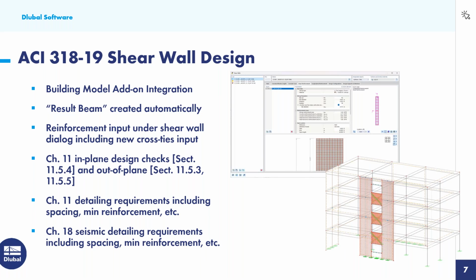As far as the design checks, we will refer to chapter 11 for the in-plane design checks, as well as out-of-plane, in particular section 11.5. We'll carry out additional chapter 11 detailing requirements such as spacing and minimum reinforcement. And as mentioned, we also have these chapter 18 seismic detailing requirements, where we'll check the spacing and minimum reinforcement requirements here as well.